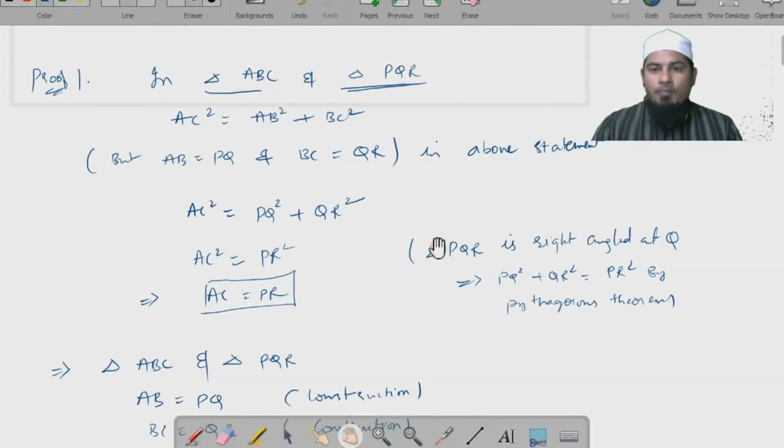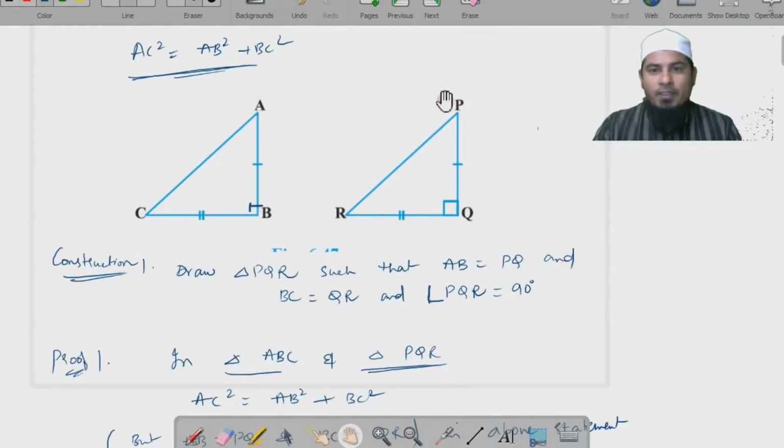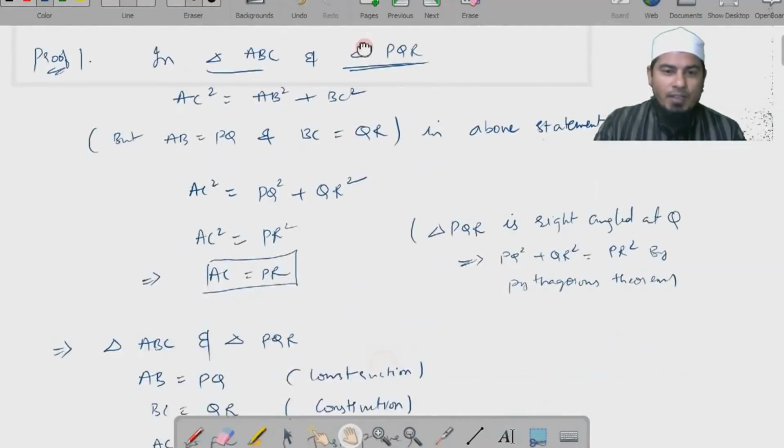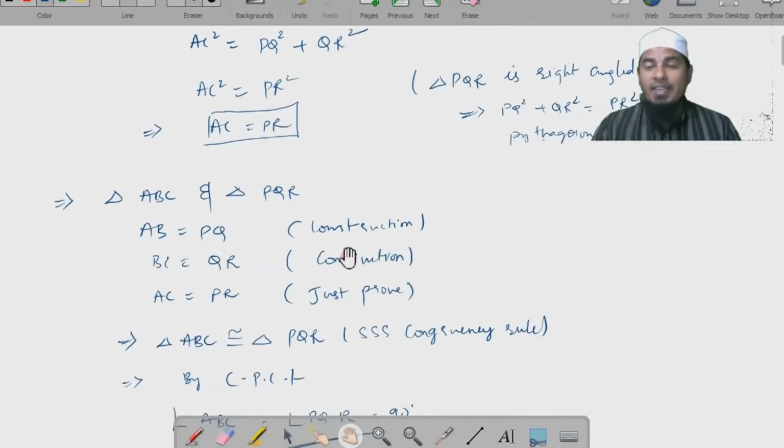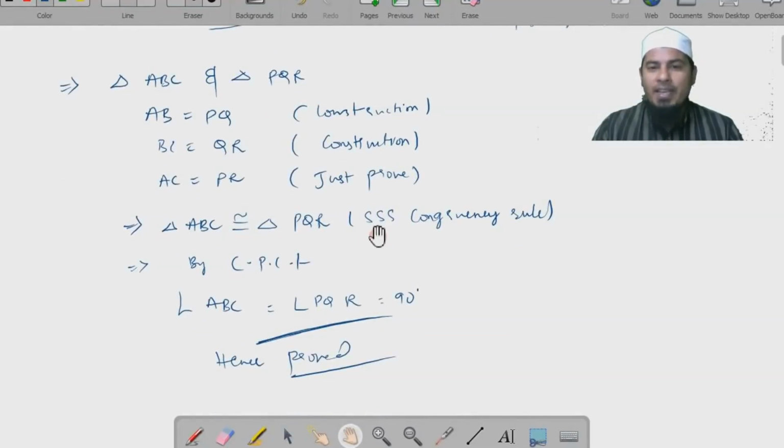Then triangle PQR is already right angled at Q, which implies PQ square plus QR square is equal to PR square, if we apply Pythagoras theorem in this triangle, because it is a right angle. So I can change this with PR square, squares can be cancelled, AC is equal to PR. Now in triangle ABC and triangle PQR, these two sides are already equal. We have done the construction in that way only, and AC is equal to PR, just proved. Therefore, these two triangles are congruent by the SSS congruency rule.